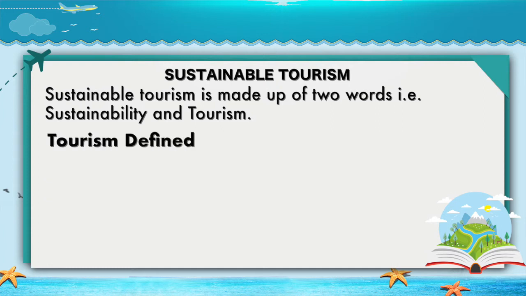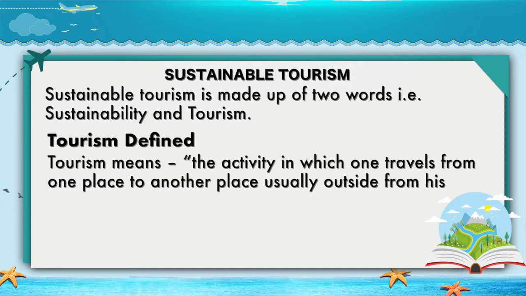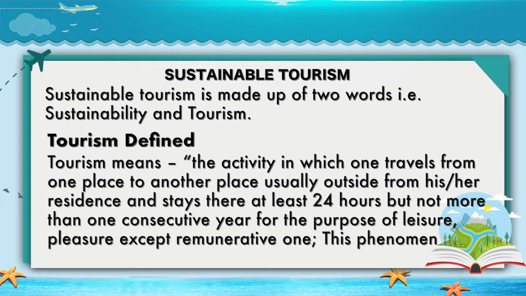And what exactly is tourism? Tourism is the activity in which one travels from one place to another place, usually outside his or her residence, and stays there at least 24 hours, but not more than one consecutive year for leisure, pleasure, except remunerative one, and this phenomenon is known as tourism. So, sustainable tourism is that phenomenon which is aimed at the future generation.